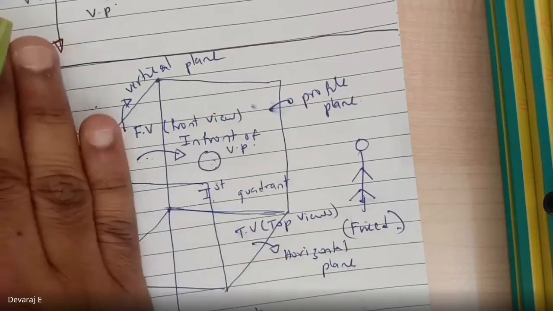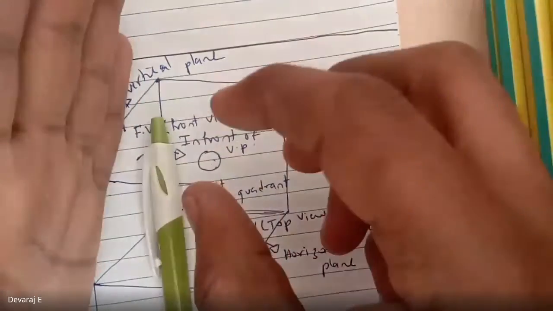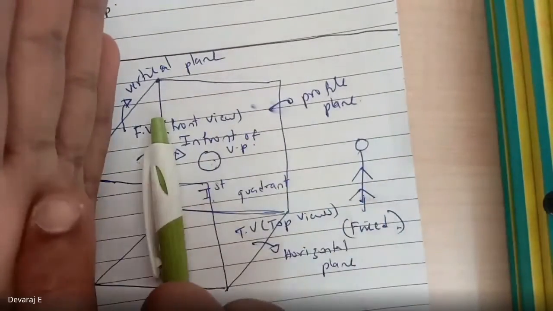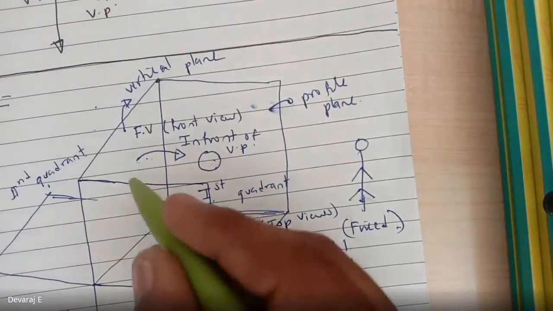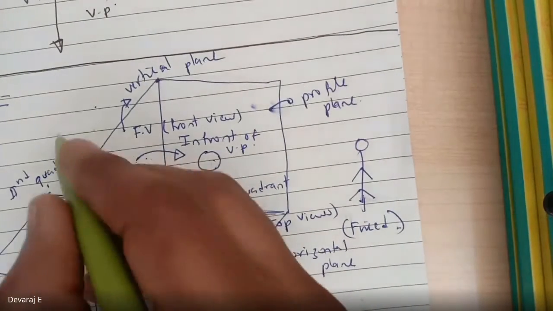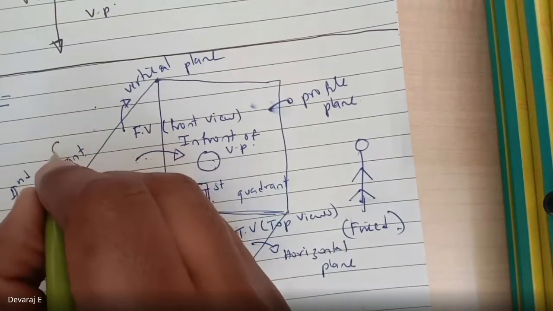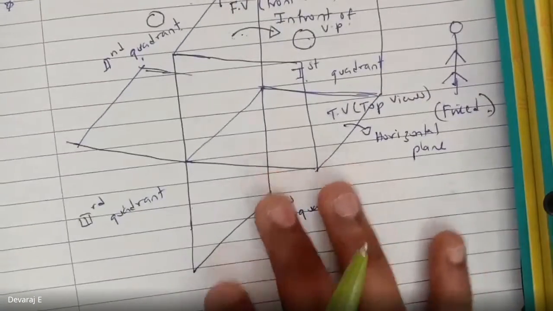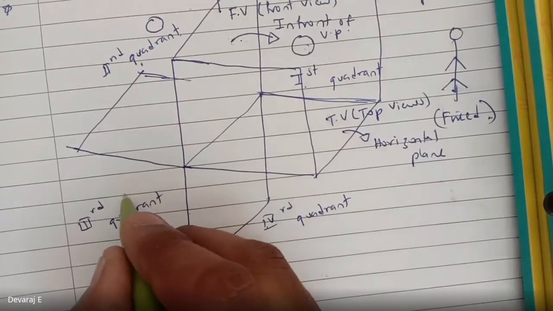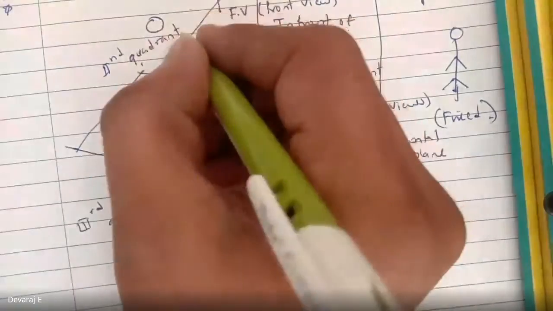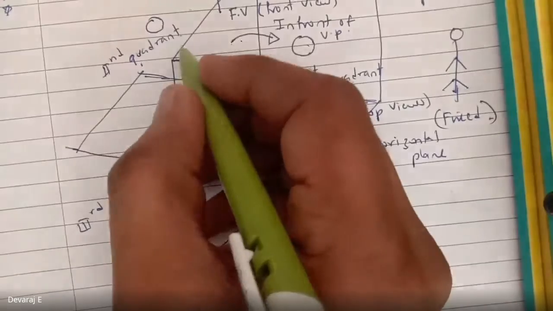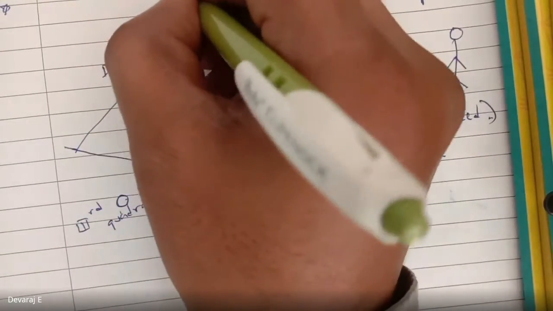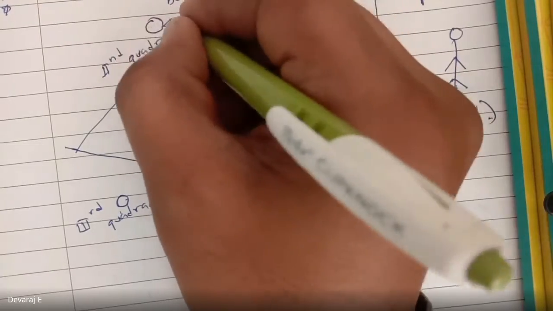This is VP, this is a plane. The ball is kept here, so the observer is here, and you can see easily. That is called in front of VP. And if the ball is kept in either the second quadrant or the third quadrant, so be careful, this is the VP, the vertical plane. This will be behind the VP. So you should remember, behind the VP.